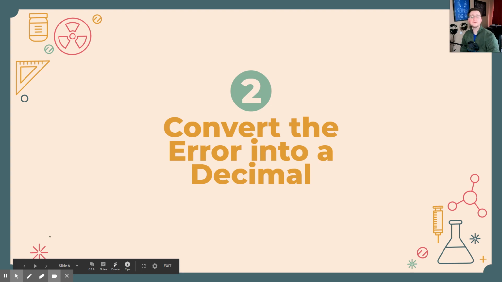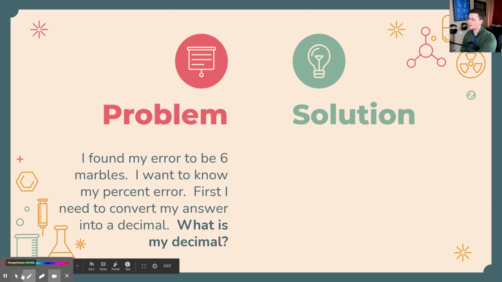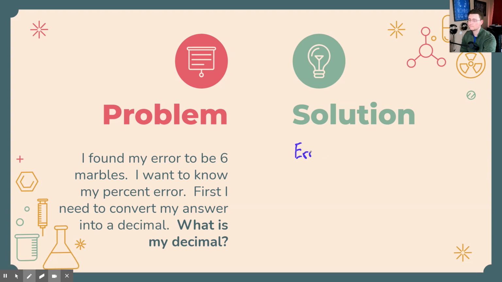Next, we need to convert that error into a decimal. So I found my error to be 6 marbles. I want to know my percent error. First, I need to convert my answer into a decimal. So what is my decimal? Well, in order to do that, now this equation I would write down in your notes, that way you have it to refer back to later. I need to take my error and I need to divide it by what the correct answer was.